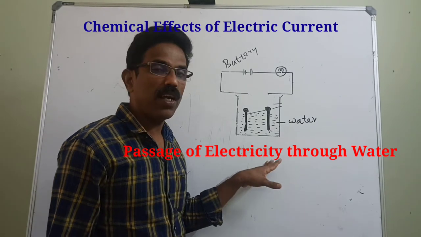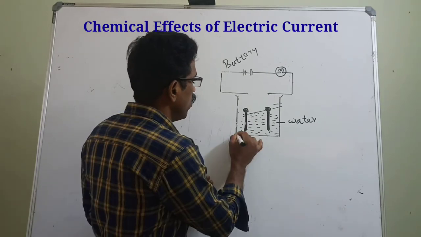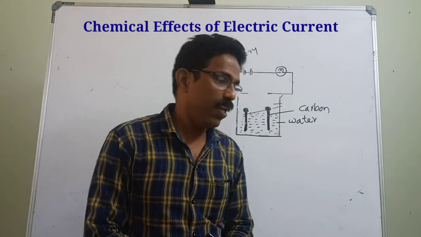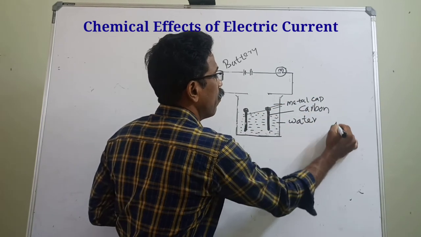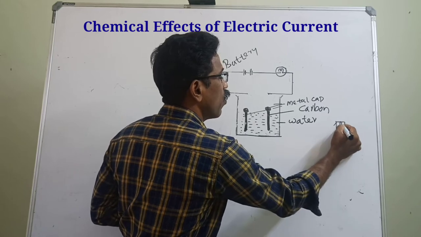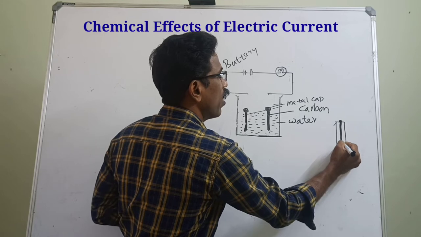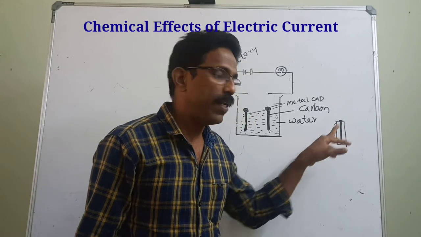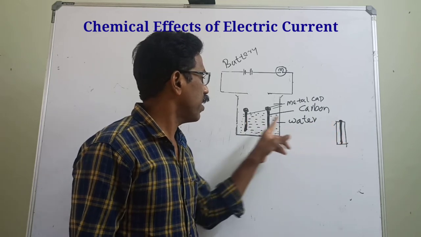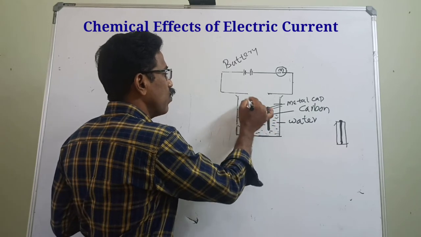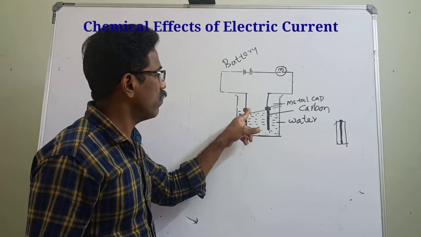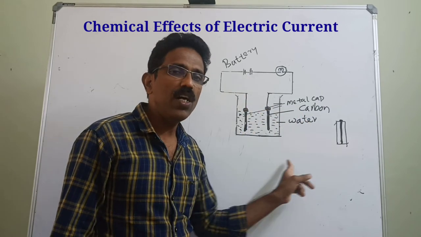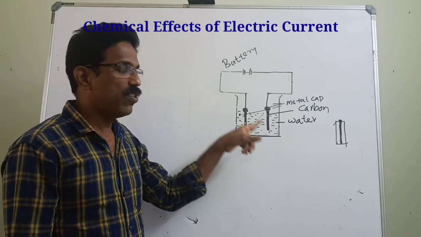For passing electricity through water, we used two electrodes, and these two electrodes are carbon electrodes, carbon graphite that we get from the discharged cell. And here there is a metal cap on a cell. In the center there is a carbon rod, as all of you know, and here you can see a metal cap. This can be taken out when the cell gets discharged. You can take this carbon rod along with the metal cap and use it as an electrode. These two carbon rods are connected to the copper wire, and there is a battery through which electricity passes into the electrolyte. Now let us discuss passing electricity through water.